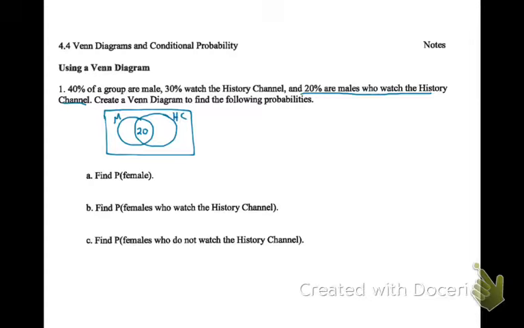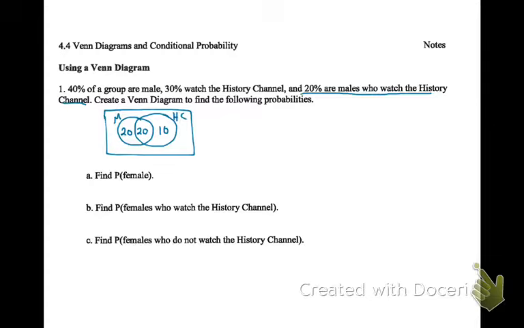Now once you fill out the intersection of those two circles, you have to fill out the remaining parts of each circle. So if 40% of the group are male, then the remaining in that male circle must be 20%, because 20 and 20 make 40. And 30% watch the History Channel, so the remaining in the History Channel must be 10.